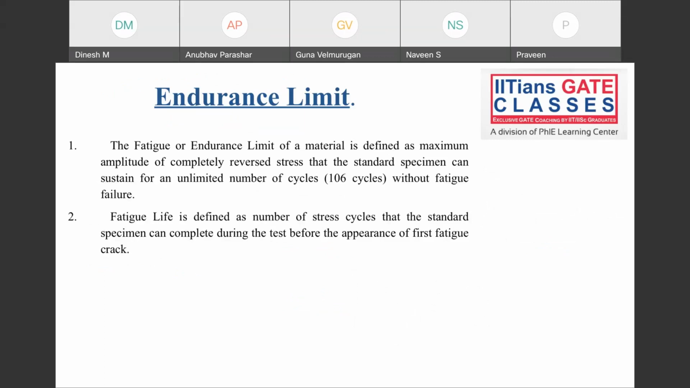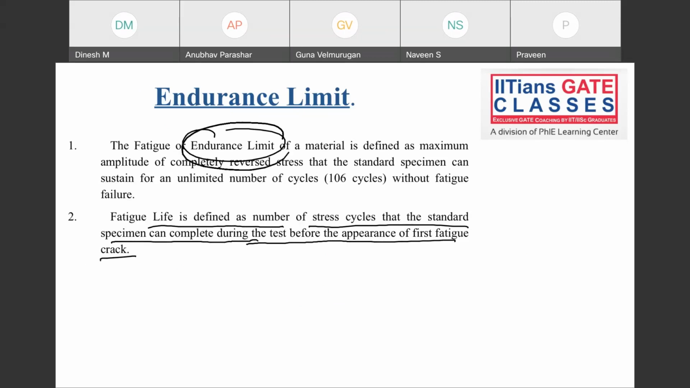Now, what is the fatigue life of the component? Fatigue life is the number of stress cycles that the standard specimen can complete during the test before the appearance of the first fatigue crack. So these are two different terminologies. Endurance limit is something else. This is the design reference point for dynamic loading. We are going to see how we plot this endurance limit, how we find it out using an SN diagram, and how it is used. Just by going through the definition, you might not understand completely because it is something very new, but we will see.